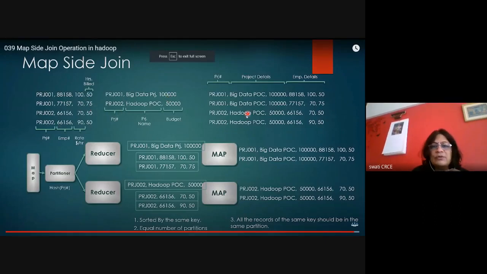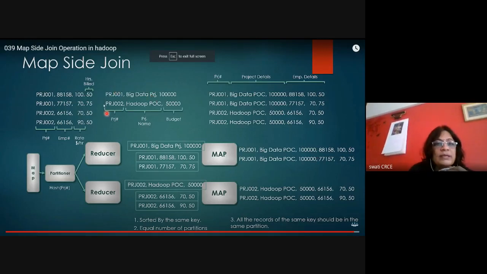And what we want is some output of the project details. That this is project one, this is the name of the project, what is its budget, and its employee and rate. So we want to combine both the tables. It is a natural join. We want all the fields here. I want the project ID plus employee ID, then the project information, and the number of hours and rate. So I just want to join these two.